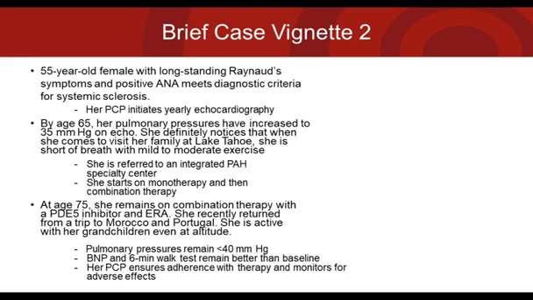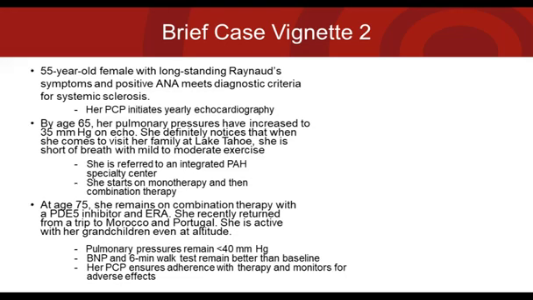Her primary care provider was following her, and eventually she developed some symptoms, and he was able to make the diagnosis of systemic sclerosis, or what we used to call scleroderma. He started checking her echo every year. By the time she was 65, her pulmonary pressures had gone up to about 35 or 40 on her echo. And she noticed that when she comes to visit her family in Lake Tahoe, she's not able to keep up with her grandchildren, right? She's got a fair amount of shortness of breath.